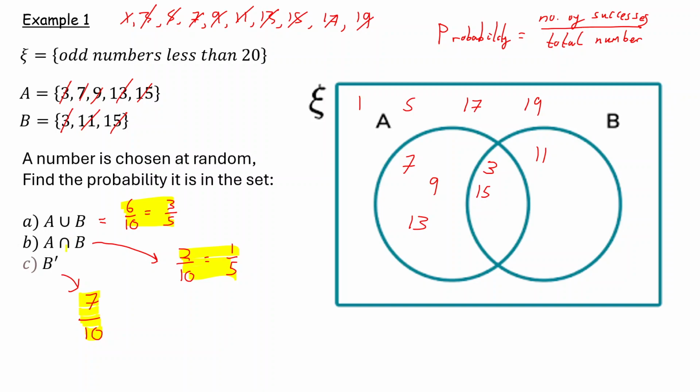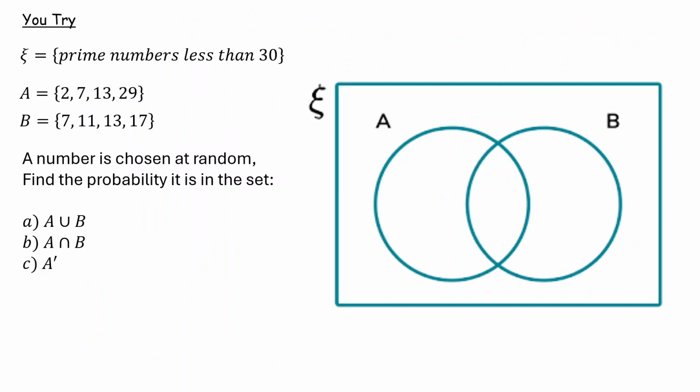Okay, so what you can do now is you can pause the video and give that one there a go if you want to. And then you can fast forward to the end to see the answers with me. So this time, we're looking at numbers in the set, prime numbers that are less than 30. So definitely a good idea here to write down all of your prime numbers less than 30. And this is a good reminder of what our prime numbers actually are.